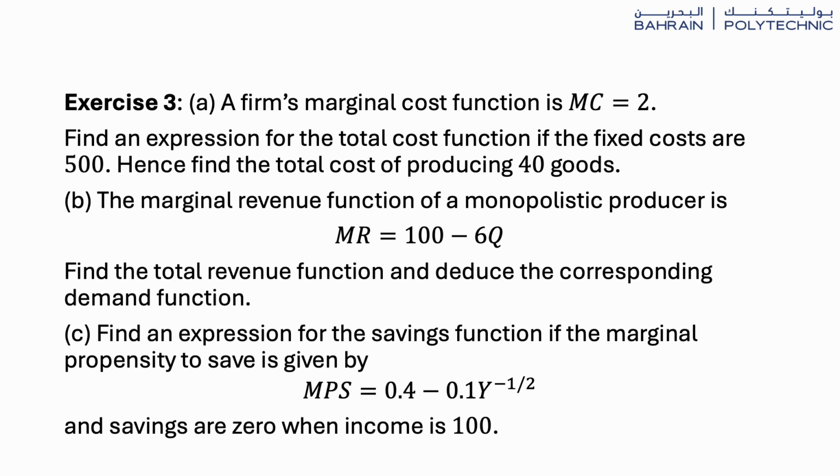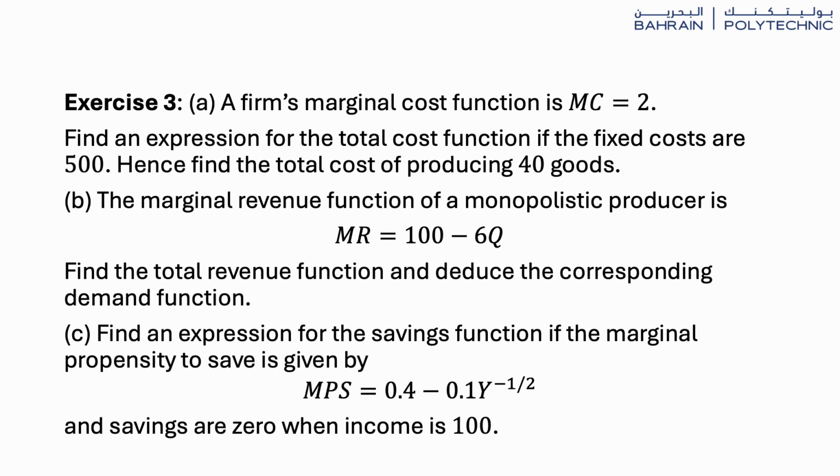So here, the first one, they are asking you to find the cost function. If the marginal cost is 2, you have to just integrate 2 and substitute with the fixed cost equal to 500. If the total cost product is 40, you have to substitute in the formula to calculate the fixed cost.